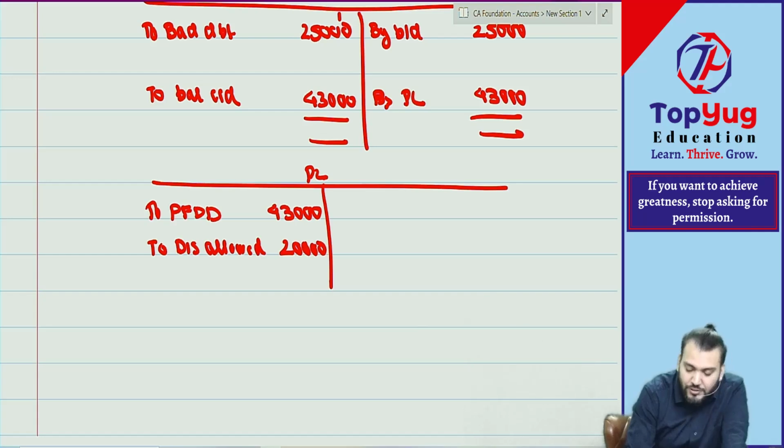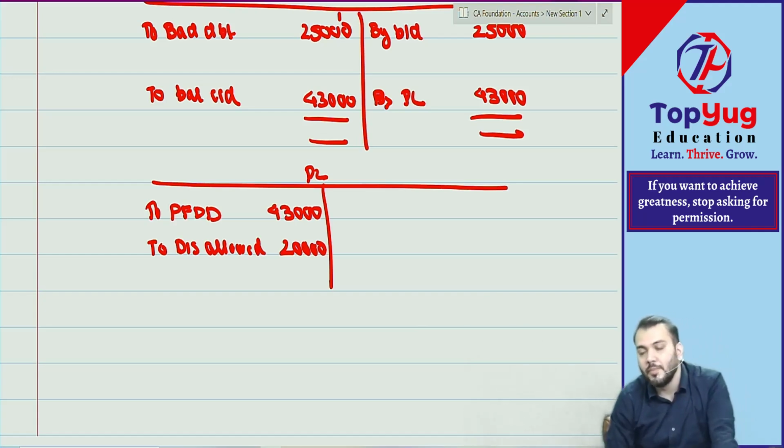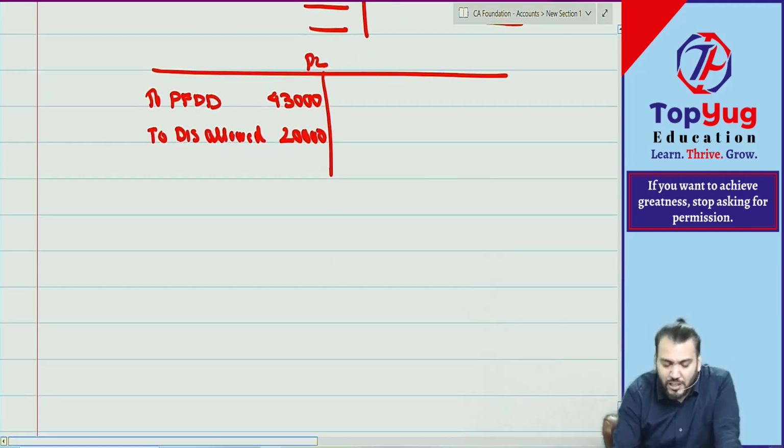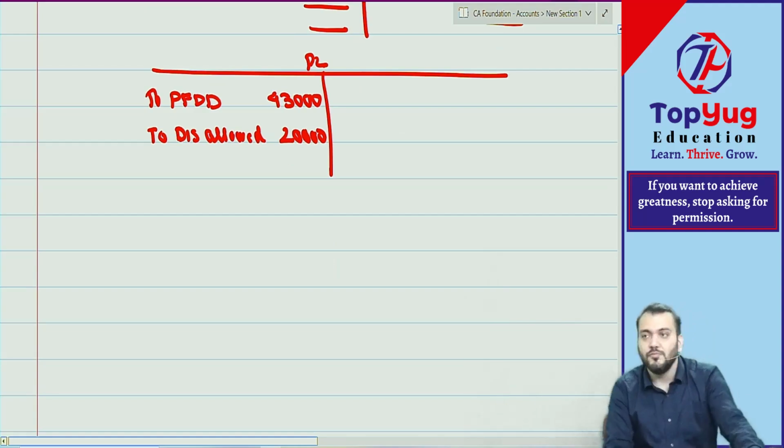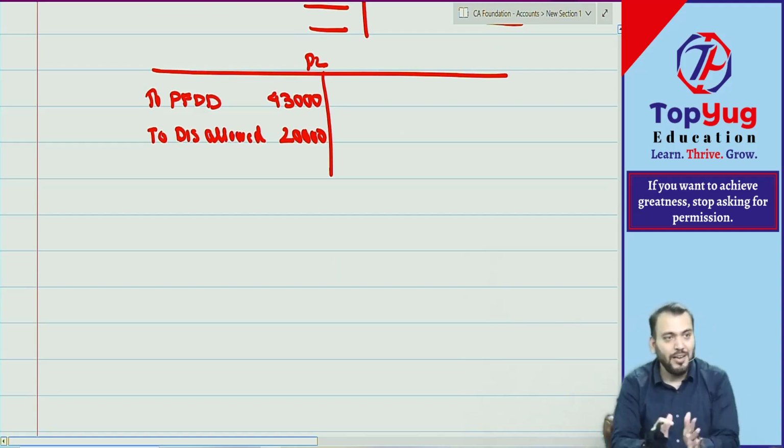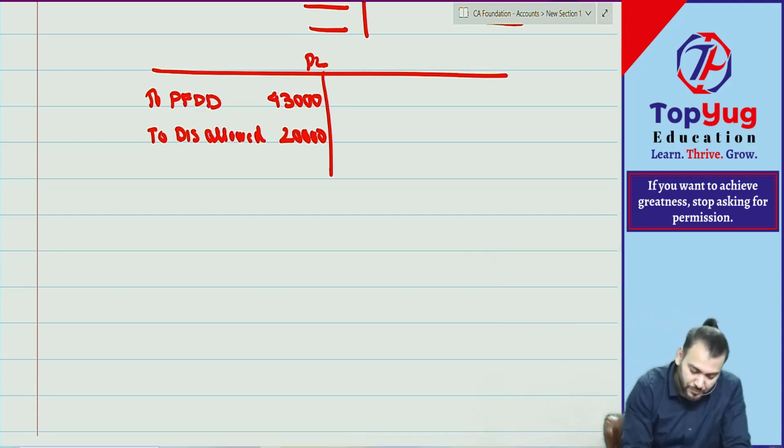So discount allowed will be how much? 20,000. Understood? Have you understood what will be shown in the balance sheet? Can I give all the journal entries in writing for revision purposes? All accounting treatment in writing, write it down. Accounting treatment.